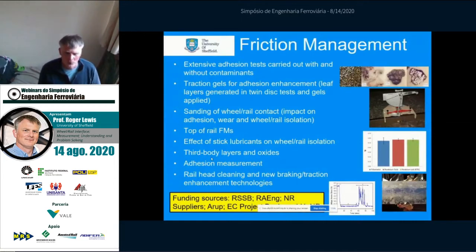So that's brought us more into the measurement of friction, and then developing solutions to provide more controlled levels of friction. This has been mainly focused on cleaning of rail and perhaps new technology that go onto trains, perhaps to replace sanding units that are used at the moment.